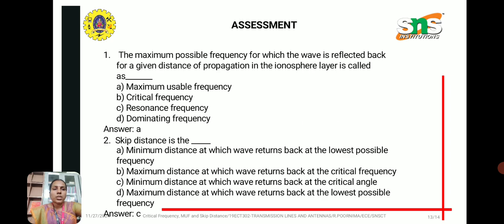So these are the assessment questions. The first one: the maximum possible frequency for which the wave is reflected back for a given distance of propagation of the ionosphere layer. The answer is maximum usable frequency. And skip distance is the minimum distance at which the wave returns back at the critical angle.